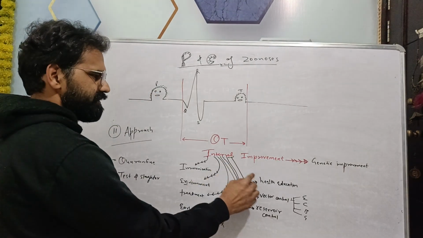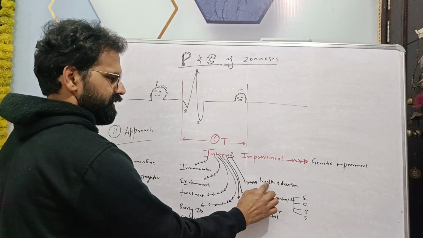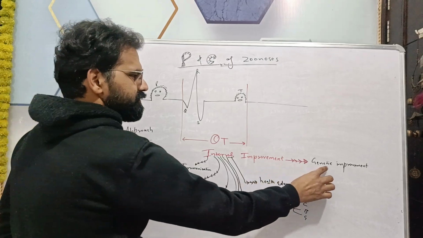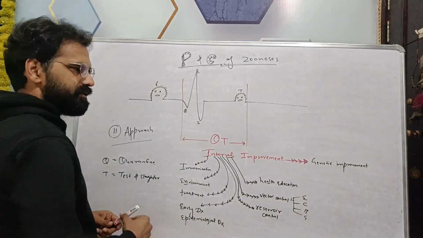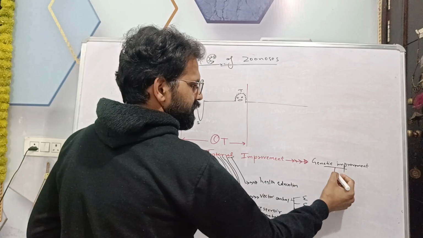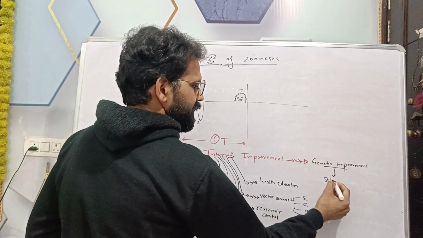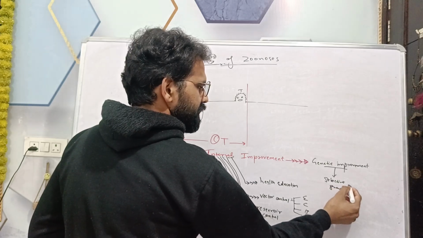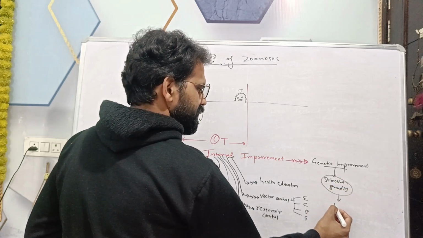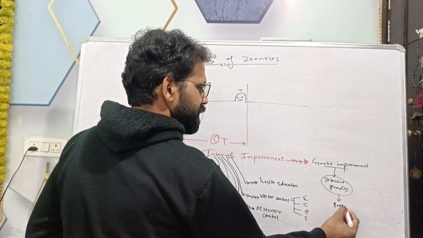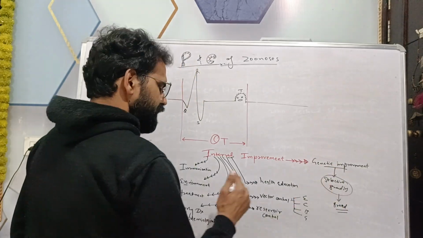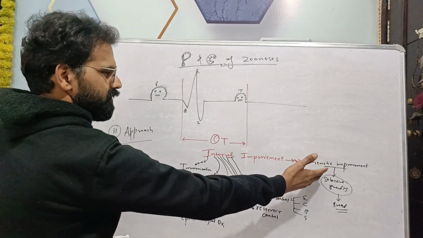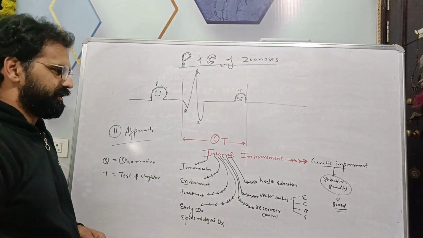Then AL means health education. And improvement means genetic improvement, mainly through selective breeding. With the help of selective breeding, some breeds can be developed which are resistant to some diseases. For example, we'll discuss the trypanosoma resistant breed.